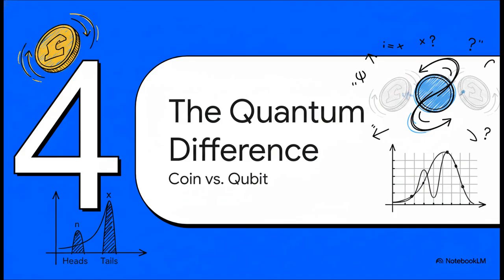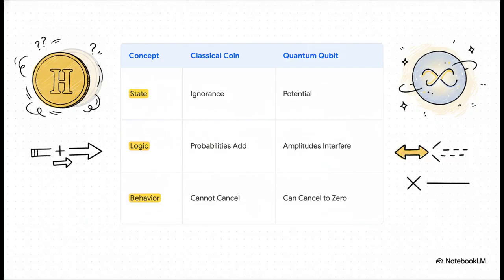And that brings us right back around to that coin flip. If experiments forced us to create this whole new kind of math, there must be something fundamentally different about it. So let's look at exactly why that coin flip analogy is so misleading. Okay, check this out. For a normal coin, its state is about our ignorance, right? It's either heads or tails, we just don't know which one yet. But for a qubit, its state is about potential.